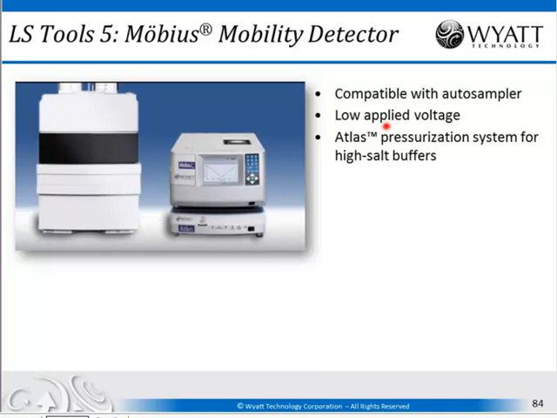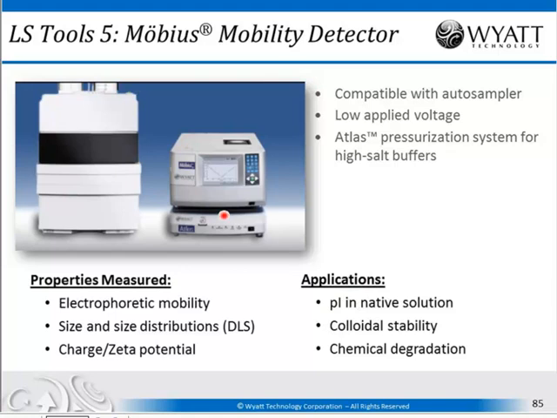And because it measures dynamic light scattering simultaneously with the electrophoretic light scattering, you can monitor in real time if there are any changes in your sample while this is going on. Finally, if you have high salt buffers, that's historically been a major impediment to electrophoretic light scattering of proteins. The Atlas system pressurizes the flow cell, prevents the bubbles that are formed due to electrolysis, and allows you to perform these measurements of mobility in high salt buffers.